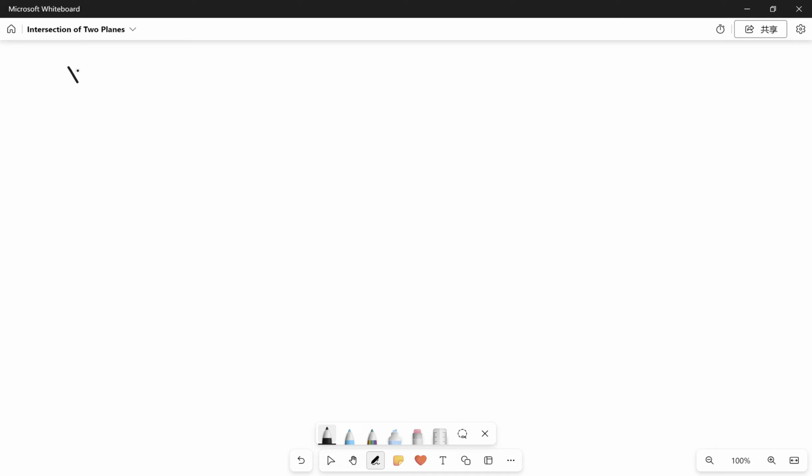So let's say plane 1 is x minus 5y plus 3z equals 2. The second plane is 2x minus 6y minus 3z equals 3. So we want the intersection between the two planes.